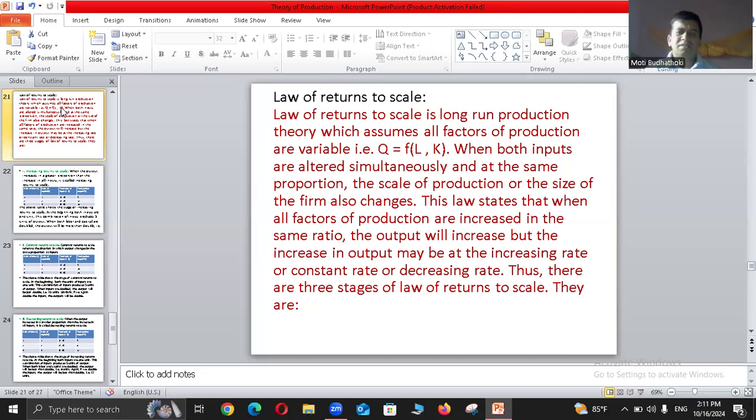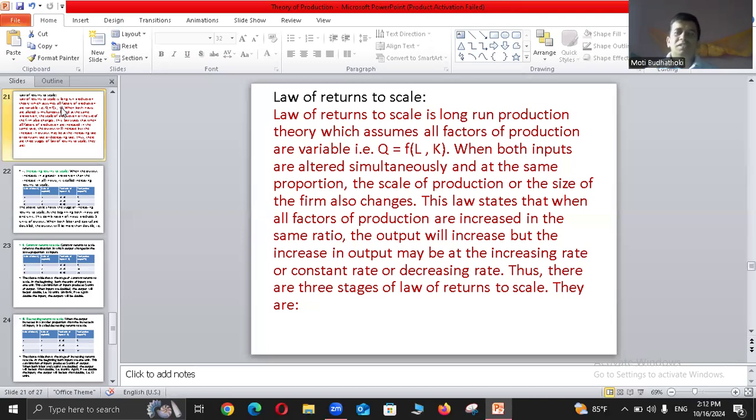Thus, there are three stages of law of returns to scale. In previous class, we studied about the law of variable proportion. In that law, which is the short-run production theory, we said only one factor, labor, is variable. But in case of law of returns to scale, all factors of production are variable.